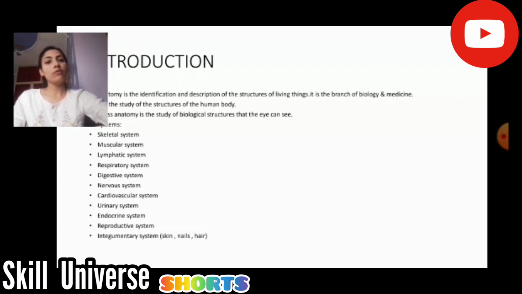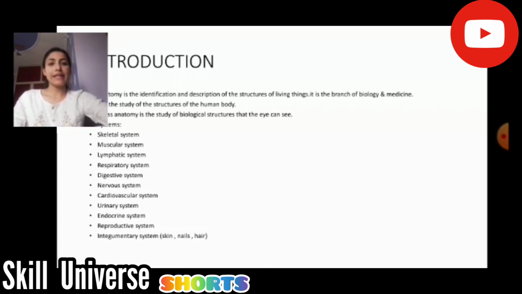Okay, now we will proceed towards human anatomy. What is the definition of human anatomy? It is the study of structures of the human body. One must study in this about the structures which our body contains.